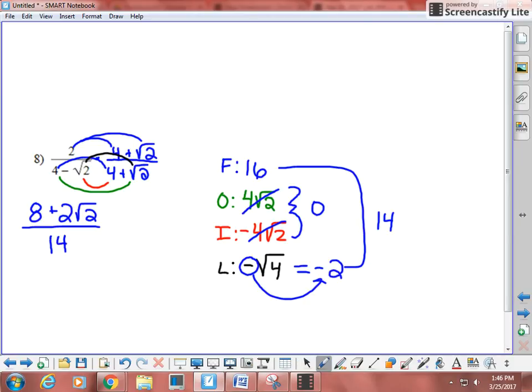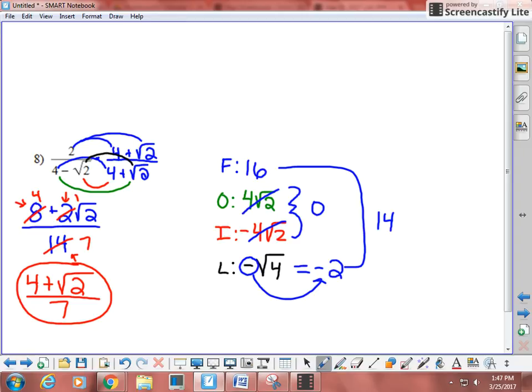Now I need to look at all the outsides. I look at 8, I look at 2, I look at 14. Is there anything that divides all of those? Well, yeah, 2 does. So if I divide all of these by 2, here's what I get. So my final answer is 4 plus square root of 2, because I don't have to write that 1, all over 7 as my final answer.